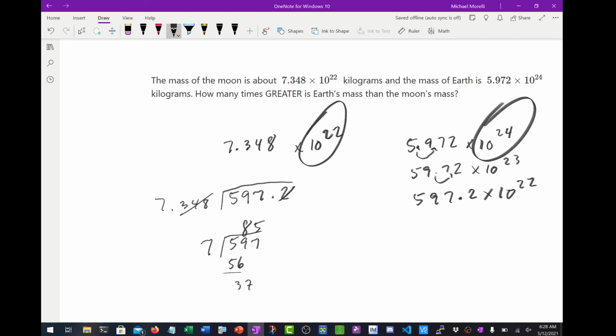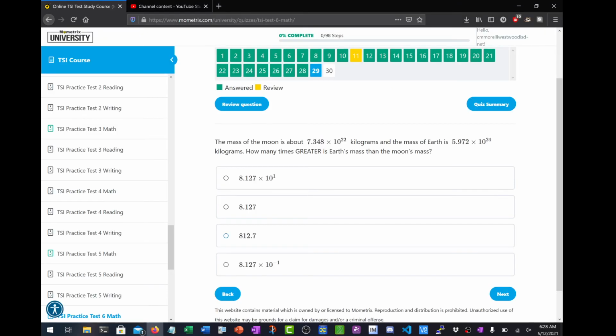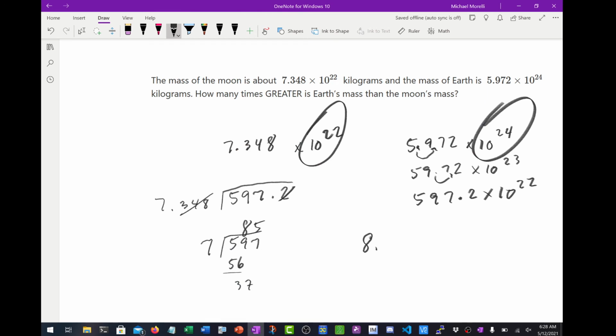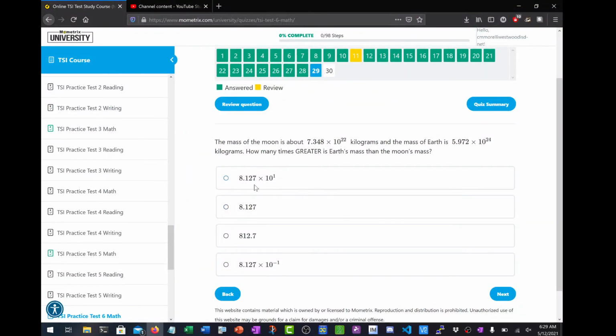Because this would be 85 times larger, basically. And I don't see anything like 85, but here I see 8.127 times 10 to the first. 8.127 times 10 to the first is equal to 81.27, right? Because 10 to the first just means move the decimal over once. So the way I rationalize my answer here is 85 is pretty close to 81. When I'm dealing with these large numbers, I cut off the decimals. So I'm going to go with this one.